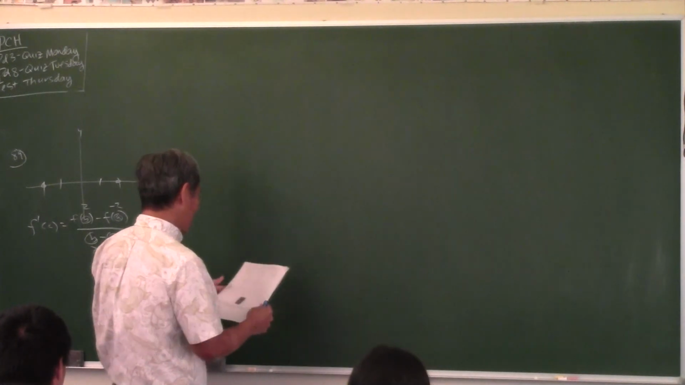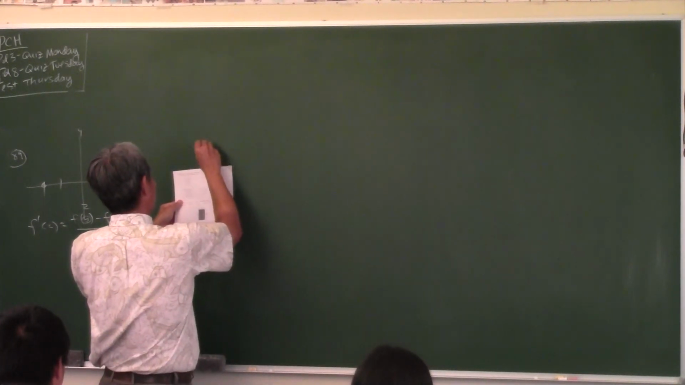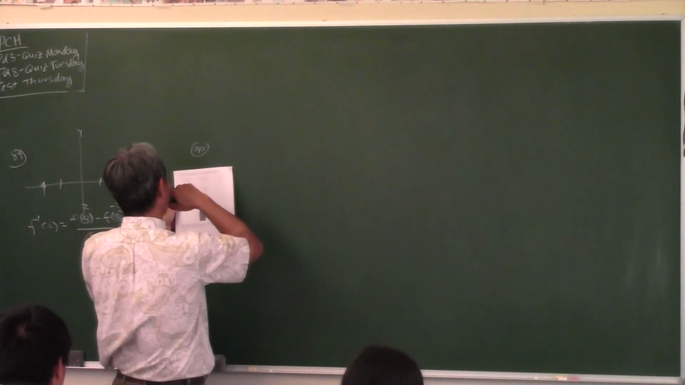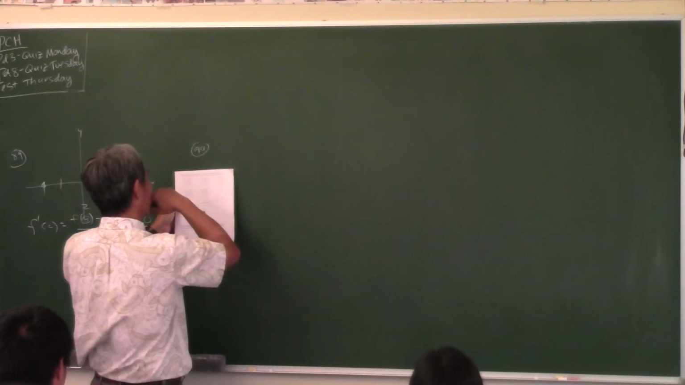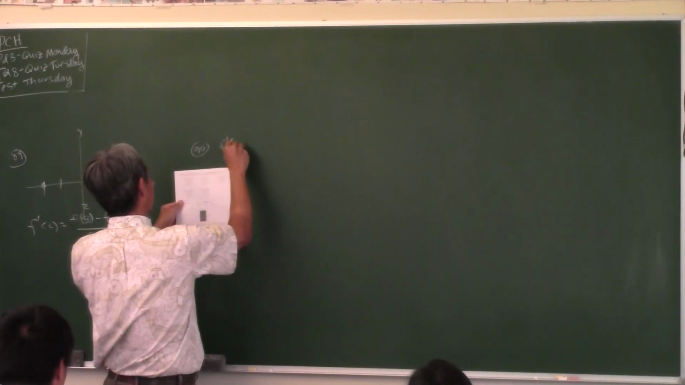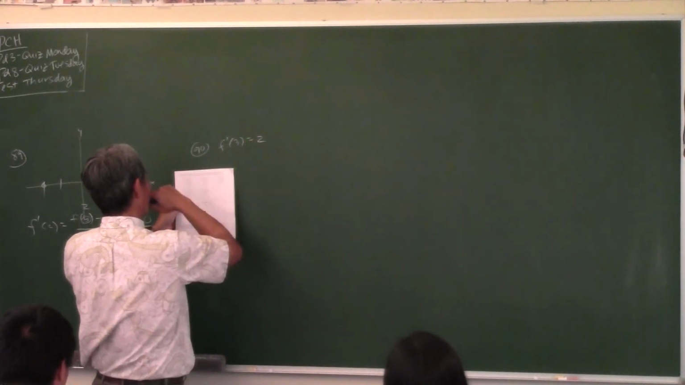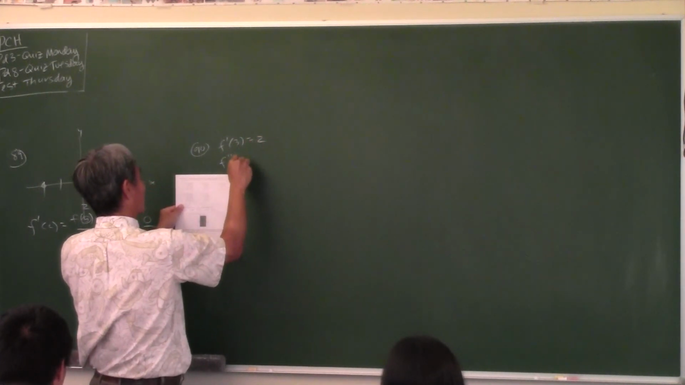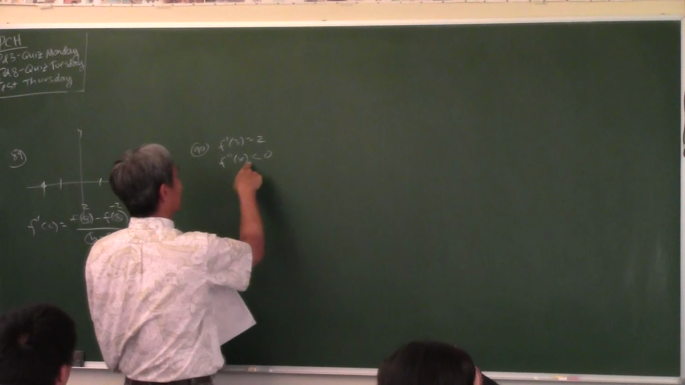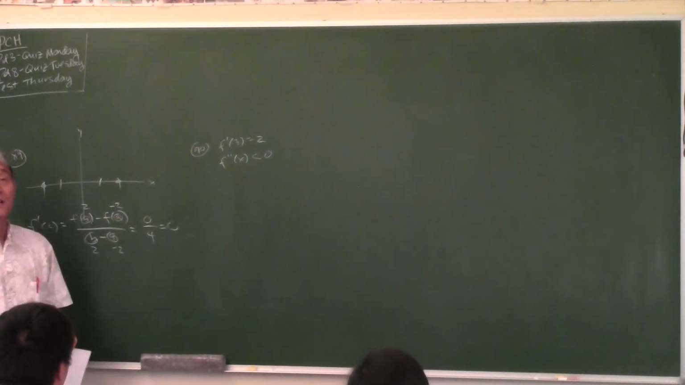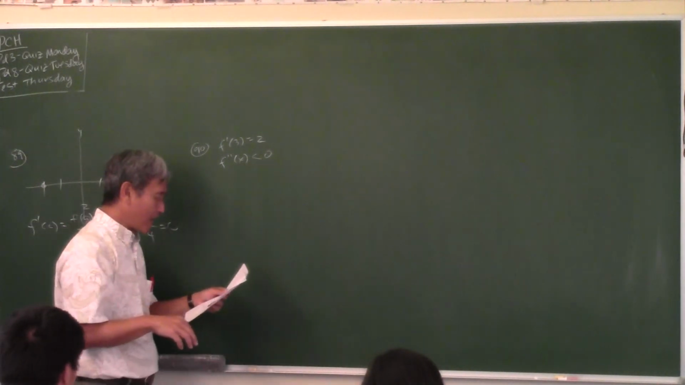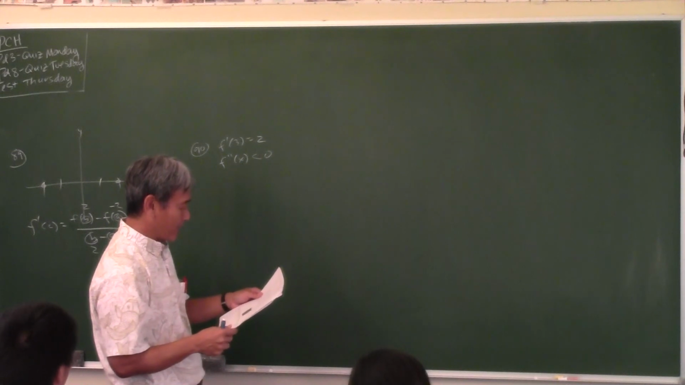We've got to go back to basics here. Number 90: f is continuous from 2 to 4 and twice differentiable. If f prime of 3 is equal to 2 and f double prime of x is less than 0, what does this mean? The second derivative is less than 0. It's concave down. Which of the following could be a table for the values of f?